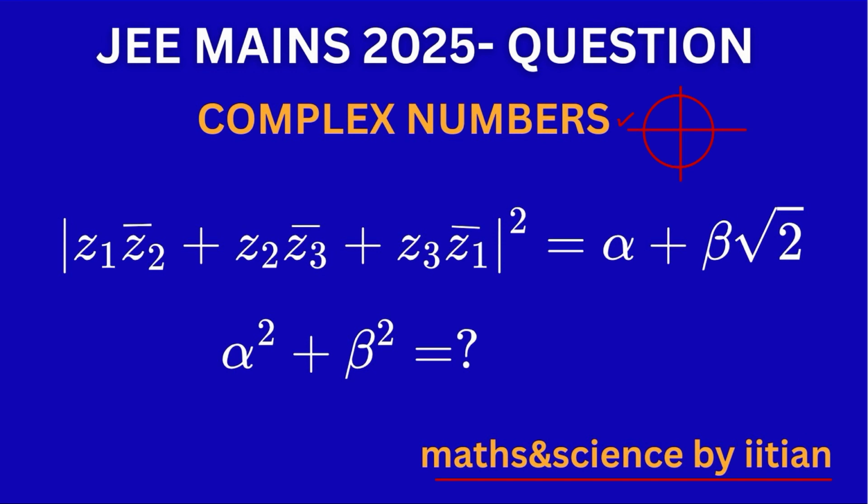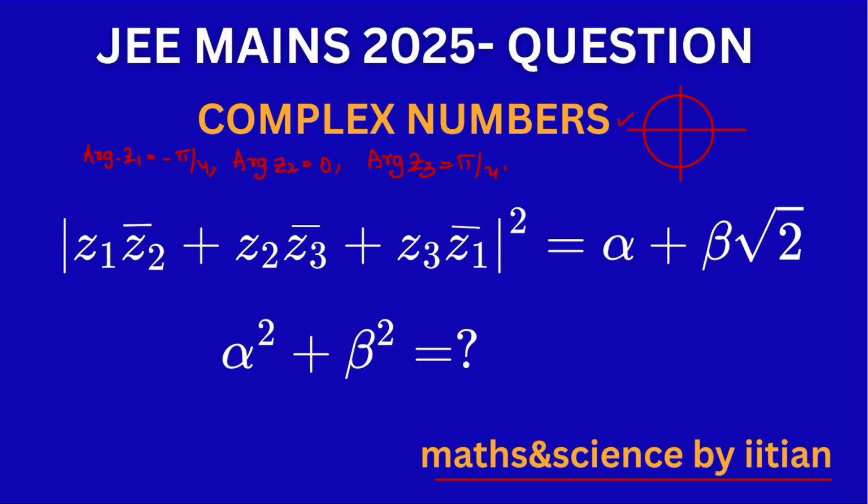On the circle, there are 3 points. The argument of z1 is minus pi by 4. The argument of z2 is equal to 0. And the argument of z3 is equal to plus pi by 4. This is the data given.